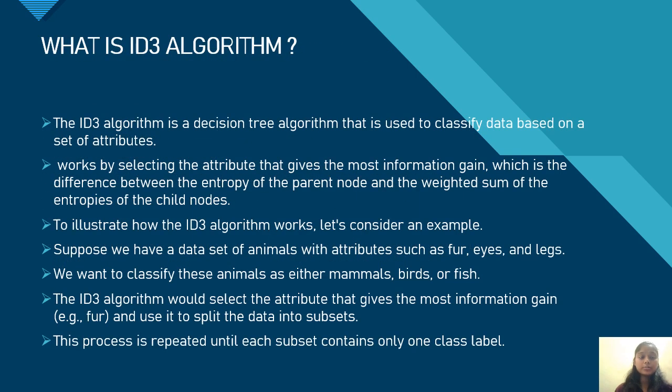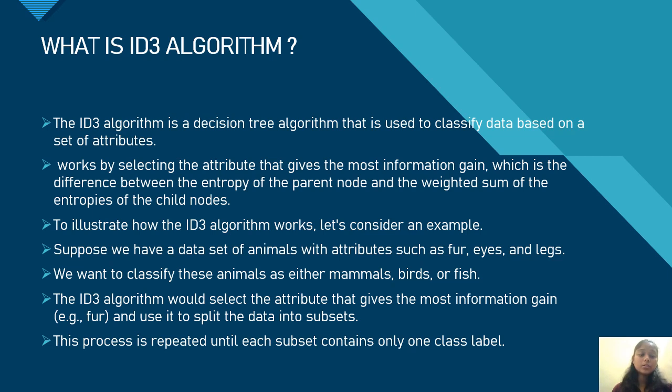What is the ID3 algorithm? The ID3 algorithm is a decision tree algorithm that is used to classify data based on a set of attributes. It works by selecting the attribute that gives the most information gain, which is the difference between the entropy of the parent node and the weighted sum of the entropies of the child nodes. To illustrate how the ID3 algorithm works, let's consider an example. Suppose we have a data set of animals with attributes such as fur, eyes, and legs. We want to classify these animals as either mammals, birds, or fish.